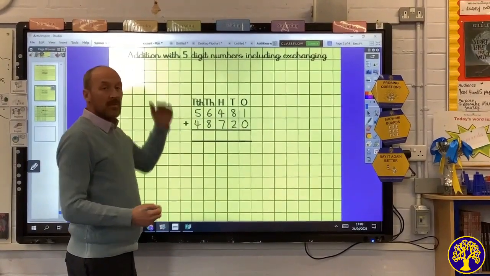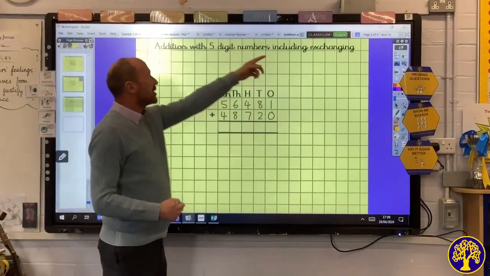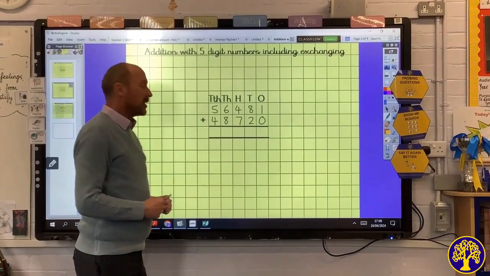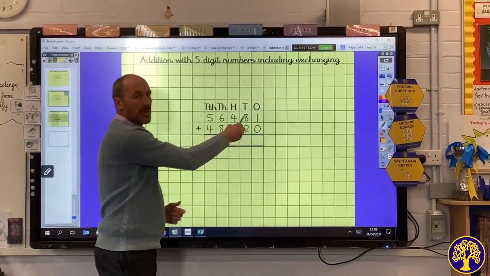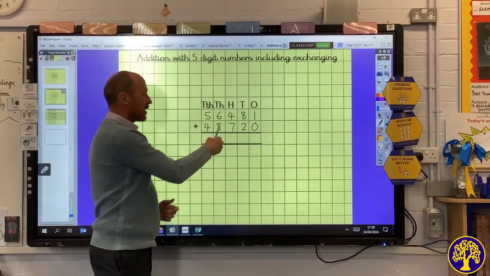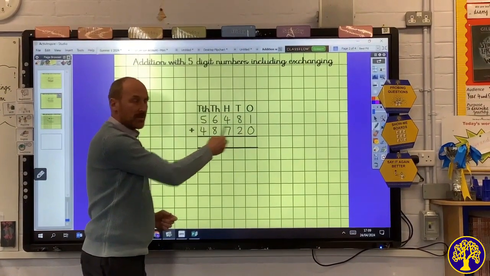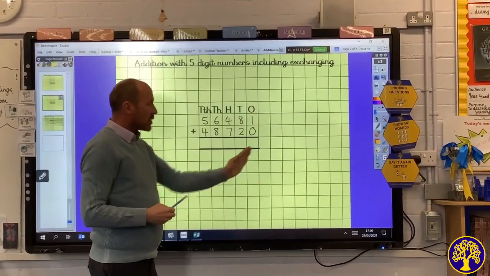Here's another example of addition with 5-digit numbers including exchanging. So now I have the calculation 56,481 add 48,720. So I'm going to start with my ones column again.